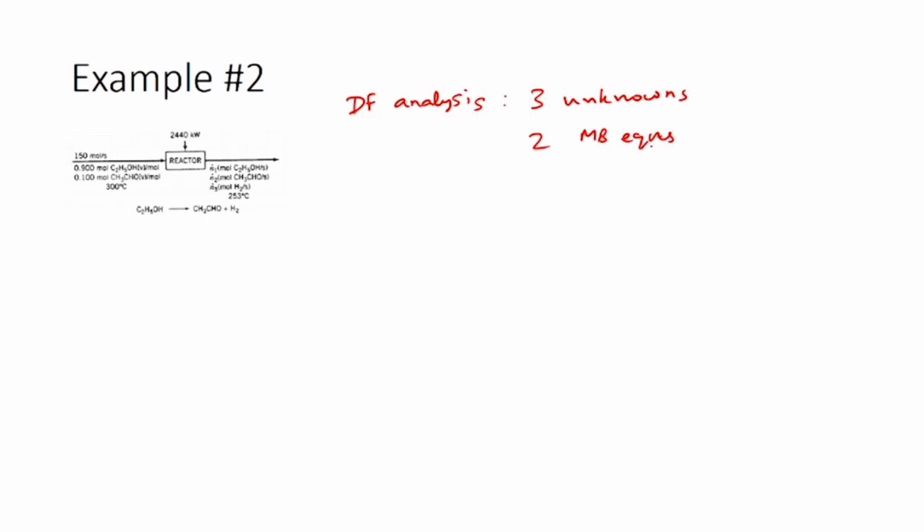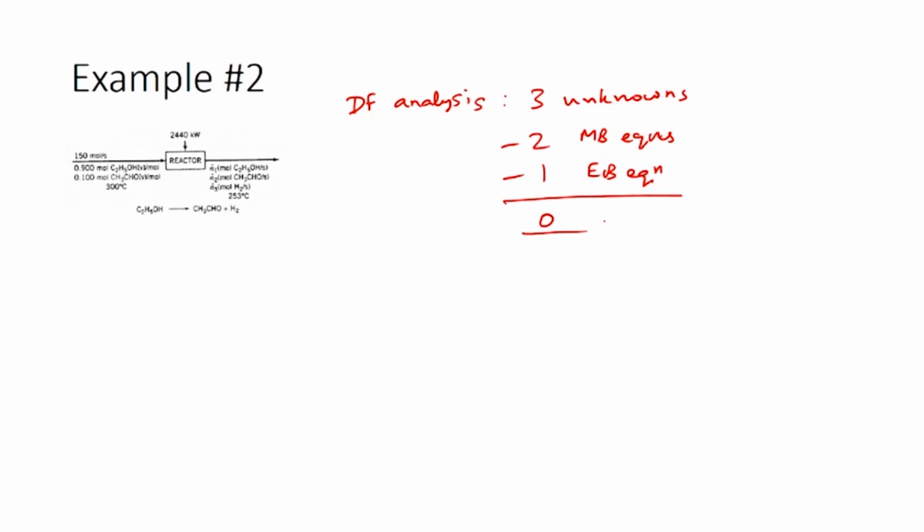So, do you have anything else you can use? Yes, here we can use the energy balance. So, we can get one energy balance equation, and once we use that you have 3 equations and the degree of freedom now becomes 0. So, with 0 degrees of freedom we will be able to solve this system.